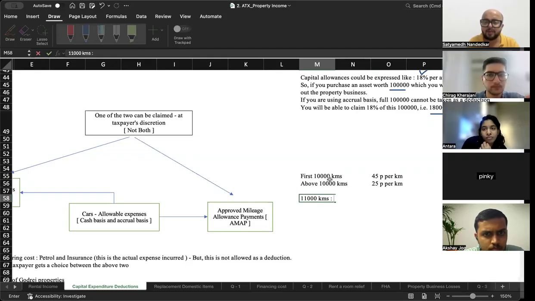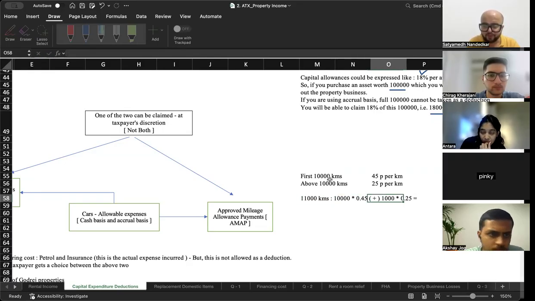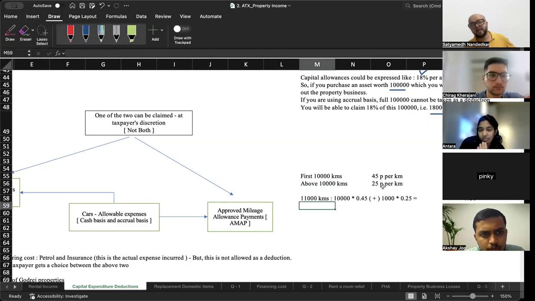How will you get the AMAP deduction? First 10,000, so 10,000 pay 0.45 pounds, plus the remaining 1,000 above 10,000 pay 0.25. So 10,000 into 0.45 plus 1,000 into 0.25. You will be allowed to claim a deduction of 4750. Where are these numbers given? These are given to you in the tax rates table.